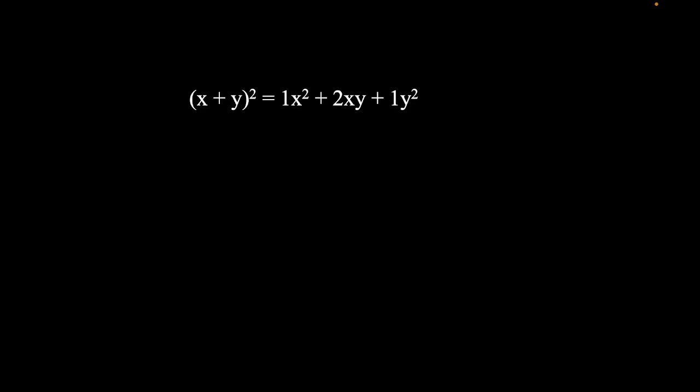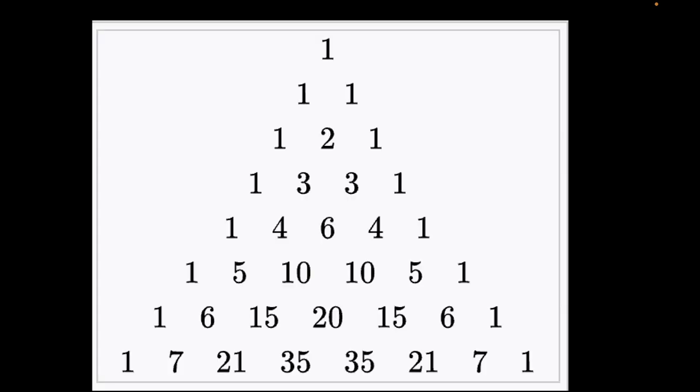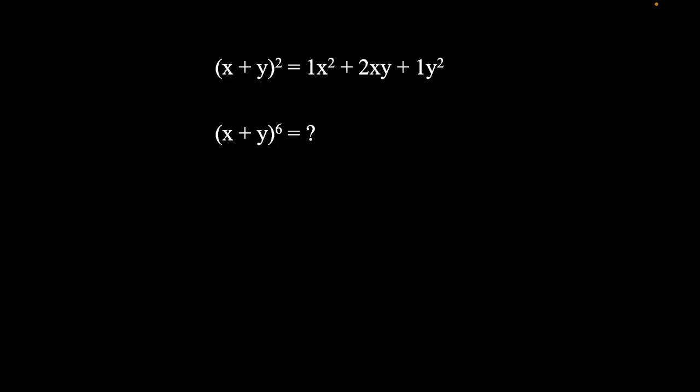Take the binomial theorem, for example. You probably remember that (x plus y) squared equals x squared plus 2xy plus y squared. You can also write it this way: (x plus y) squared equals 1x squared, the 1 was understood to be there, plus 2xy plus 1y squared. Look at the components, 1, 2, 1, the numerical components. Where do they come from? Pascal's triangle, third row down. 1, 2, 1.